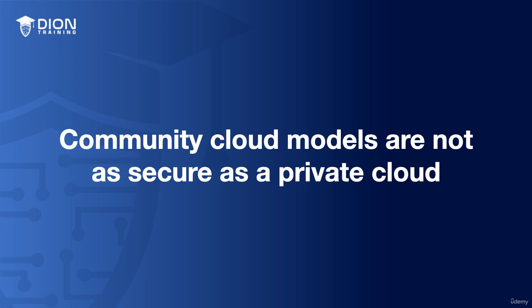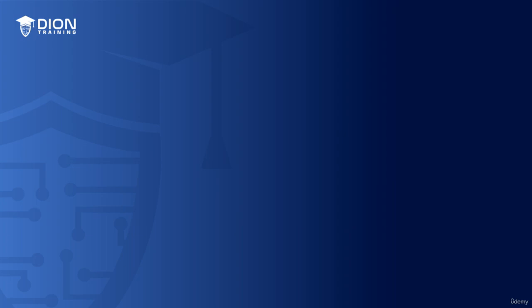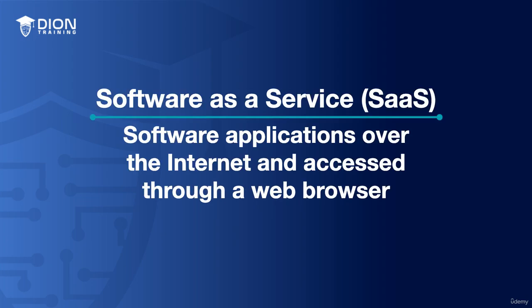Now, the second thing we need to talk about is service models, and these are the different ways in which cloud services can be delivered to your customers. This includes things like software as a service, infrastructure as a service, and platform as a service. Now, our first service model is known as SaaS, or Software as a Service. Now, this refers to software applications that are delivered over the internet, and they're typically accessed through a web browser. Some great examples of this are email, customer relationship management software, and human resource management systems.